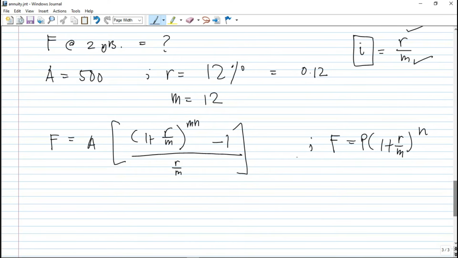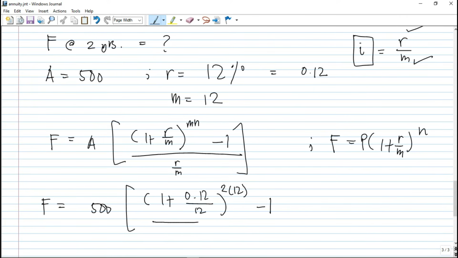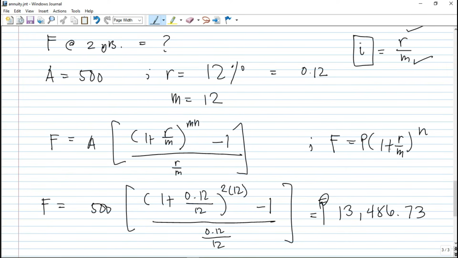Then, substitute lang natin, no? F equals 500 times quantity 1 plus R natin dito is 0.12 over M is 12, raised to Mn, so that is 2 times 12, minus 1, all over 0.12 over M, that is 12. Just input that sa calculator, then that is your answer if you're using the formula. Okay, so that is 13,486.73 pesos. Ito yung ating future cost of that annuity at the end of 2 years.